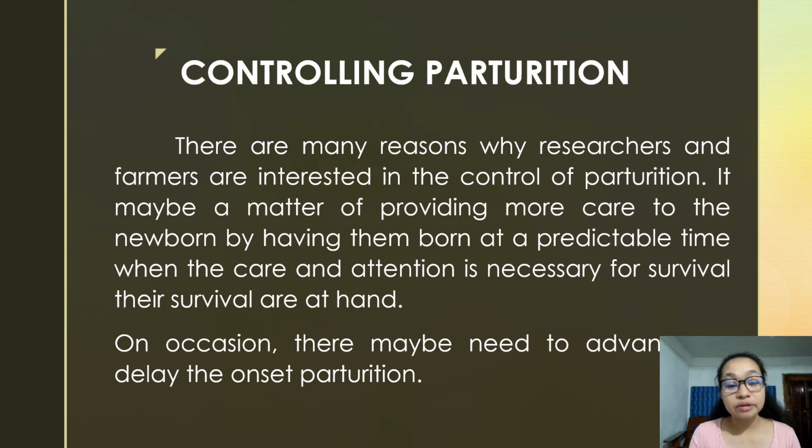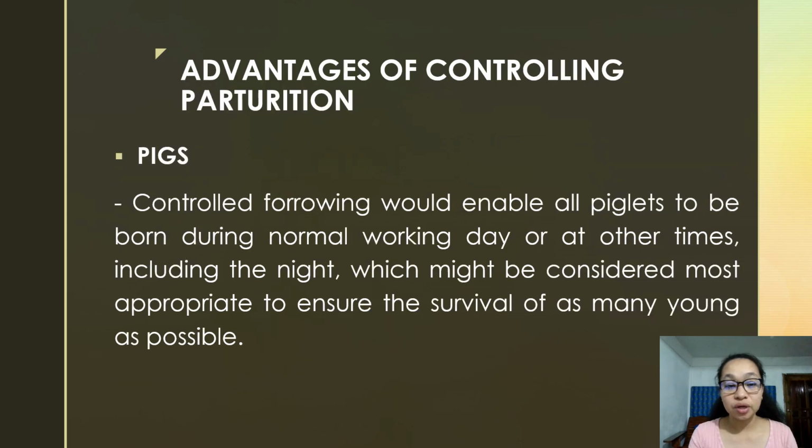Now let us go to the control of parturition in some of the domestic animals. There are many reasons why researchers and farmers are interested in the control of parturition. It may be a matter of providing more care to the newborn by having them born at a predictable time when the care and attention is necessary for survival. On occasion, there may be a need to advance or delay the onset of parturition.